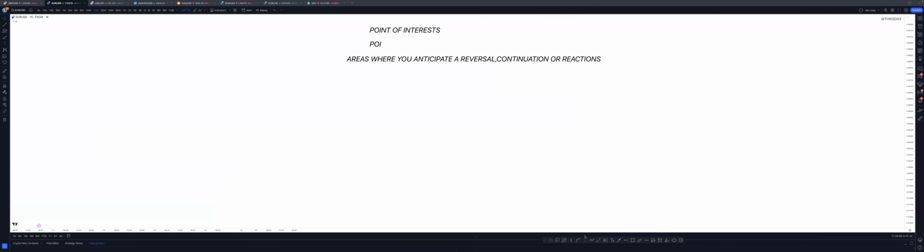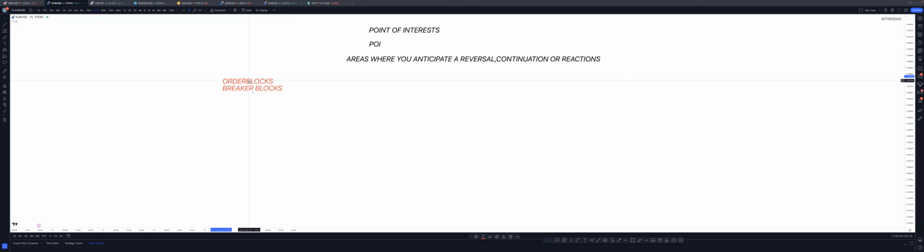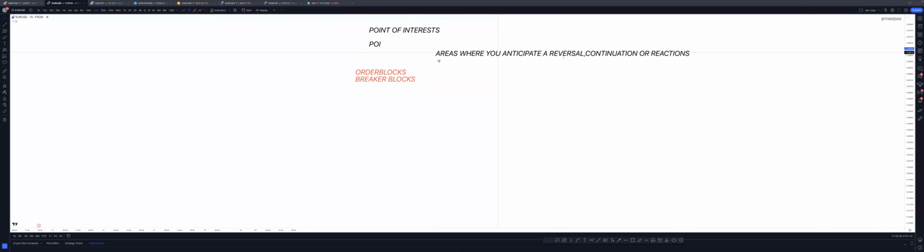So, the types. First, we will start with order blocks, then breaker blocks. Order blocks and breaker blocks are the most effective ones, right? These are the ones I look out for whenever I'm trading. Now, I know a lot of traders out there.